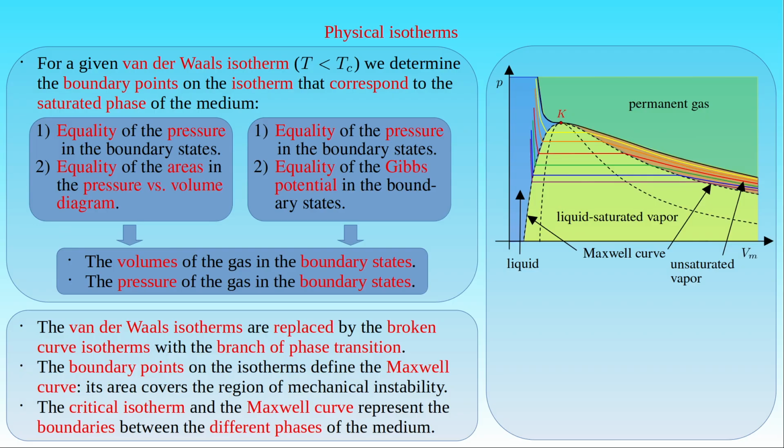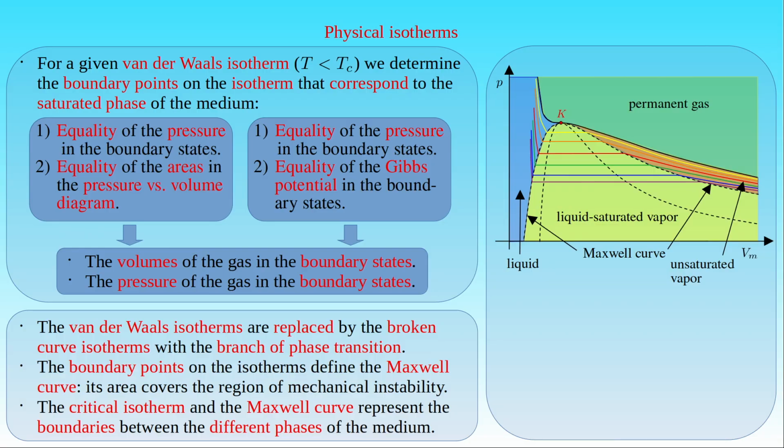The blue area representing the liquid state of the medium is bounded by the left-hand branches of the critical isotherm and the Maxwell curve, whereas their right-hand branches form a boundary for the left-hand side of the orange region of unsaturated vapor. The yellow area under the Maxwell curve is the domain of the phase transition of the medium, where it exists in the mixed phase of liquid and saturated vapor.